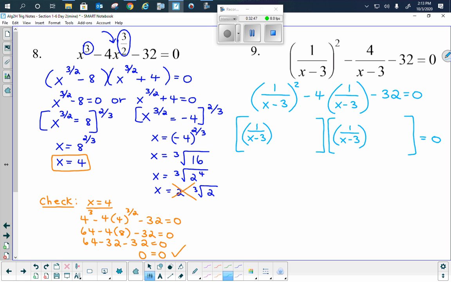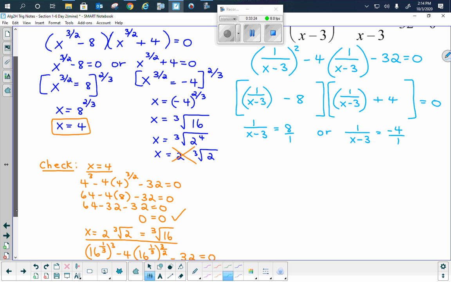The numbers that add to be -4 and multiply to be -32 again, -8 and +4. And we're ready to go. If I set this factor equal to 0 and move the 8 over, I'll have 1 over x minus 3 equals 8 over 1. Or if I do the same thing with this one, set the factor equal to 0 and move the 4 over, it'll be equal to -4. Again, I'll put it over 1 and probably be doing my proportions again.